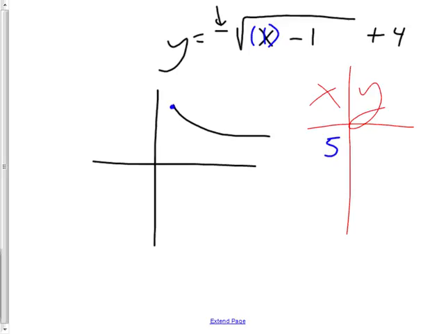5 goes with what? Mr. V, tell me what to do. Square root is 5 comma 2. Raise your hand if you had that right.